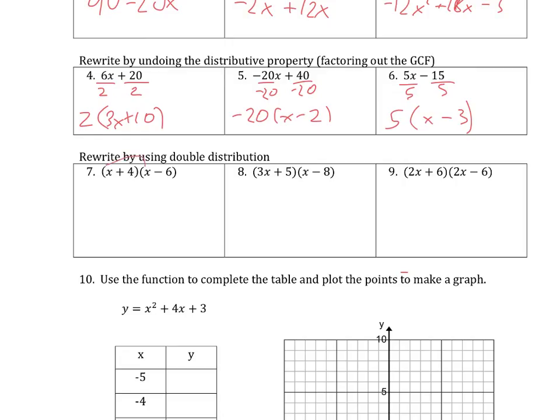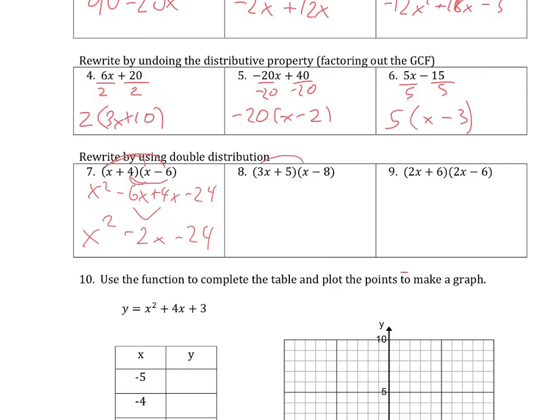x times x, x squared. x times negative 6 is negative 6x. 4 times 1x is a positive 4x. And 4 times negative 6 is negative 24. The middle two for me are like terms. They're going to combine to make a negative 2x. I'm just going to bring down the x squared in front and the minus 24, and we're done there.